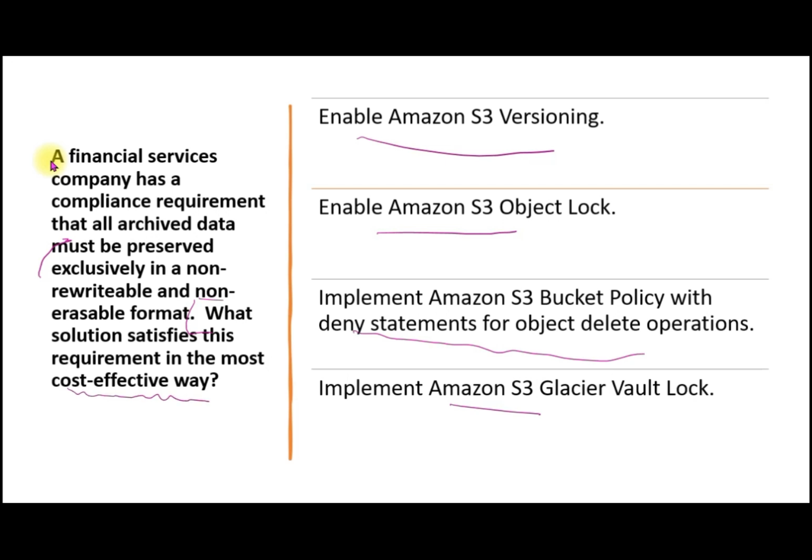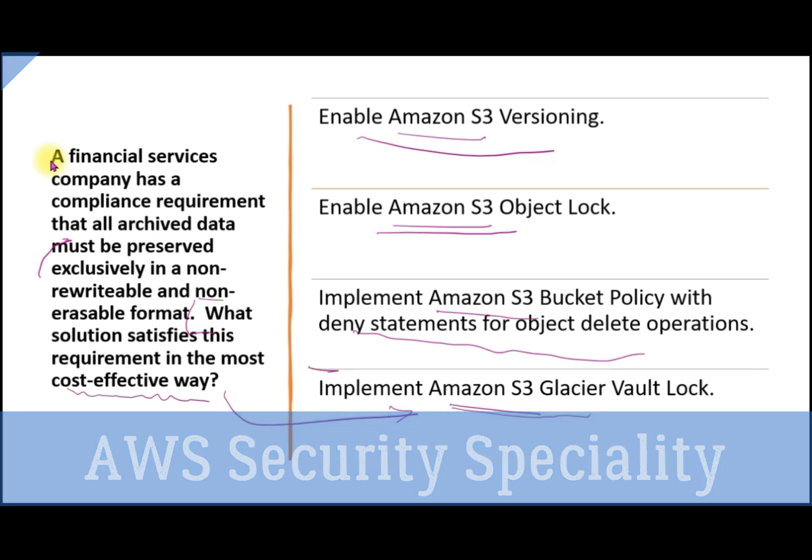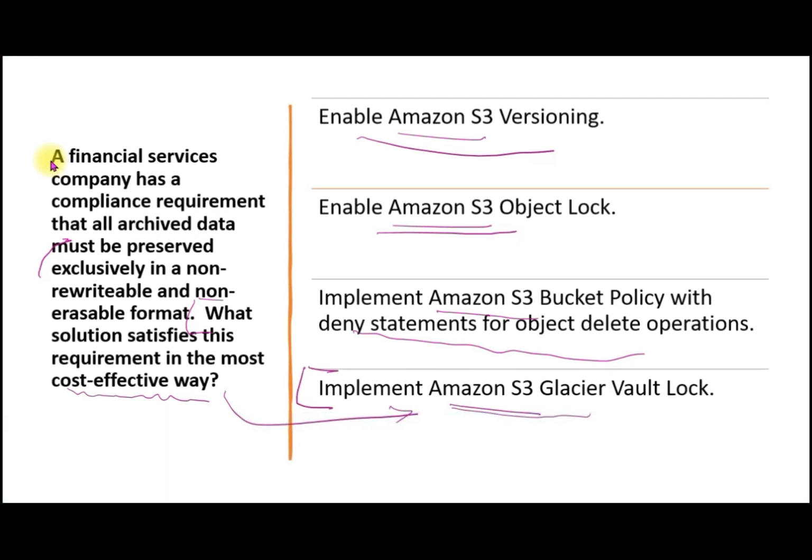In the options, we have Amazon S3, Amazon S3 object lock, Amazon S3 bucket policy, and Amazon S3 Glacier. If we talk about the cost effective way, then we only have Amazon S3 options, and things like versioning will not keep the data in a non-rewritable or non-erasable format, so that will not fulfill our requirement, and neither will the other options given. So for the most cost effective, we will go with implementing Amazon S3 Glacier vault lock for this question.